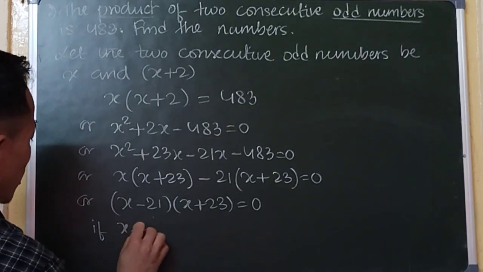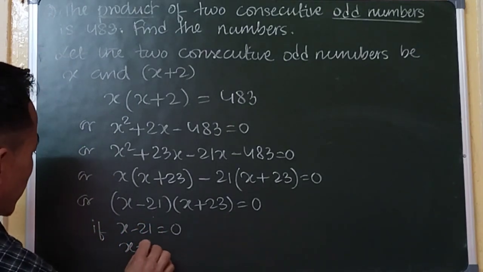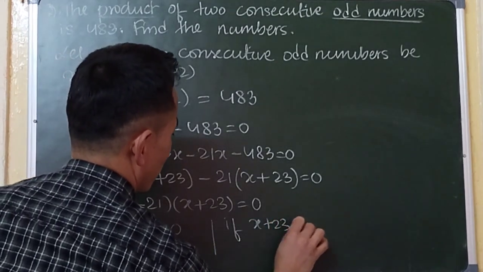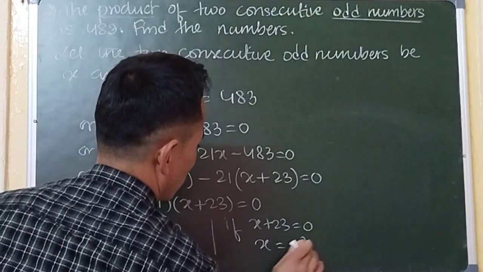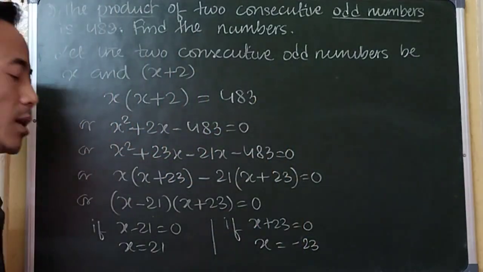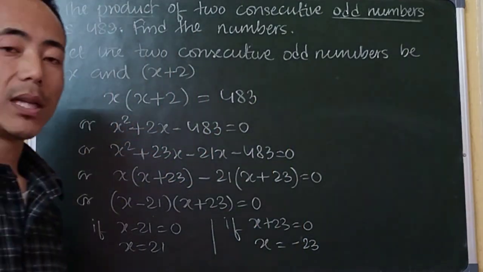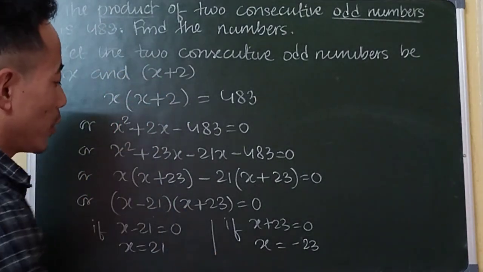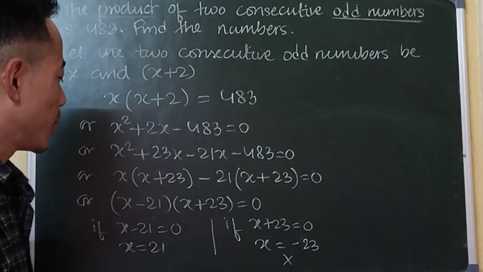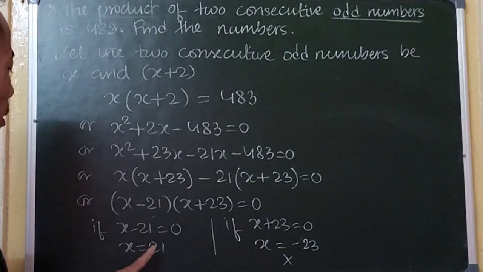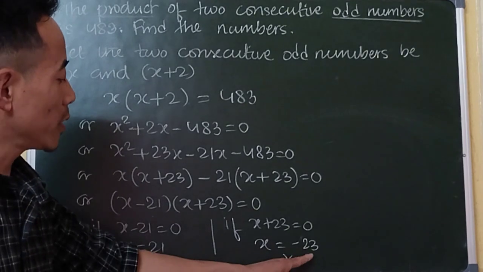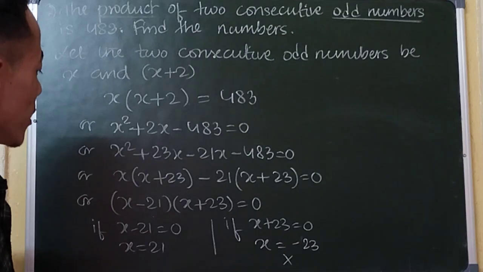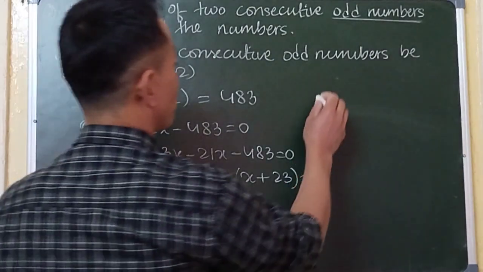So if x minus 21 is equals to 0, then the value of x will be 21. And if you take x plus 23 is equals to 0, then x will be minus 23. So we have obtained the value of x. Now we have two odd numbers, which is x and x plus 2. So for that we will not take this solution because we are getting a negative number here. So let's take only x is equals to 21, because if you take minus 23, then you will get a negative number, I guess. So let's take x is equals to 21 here.